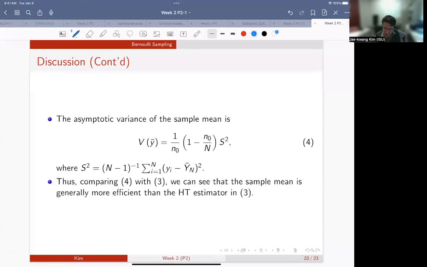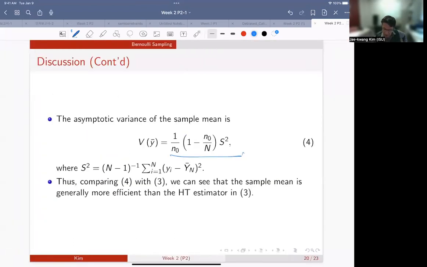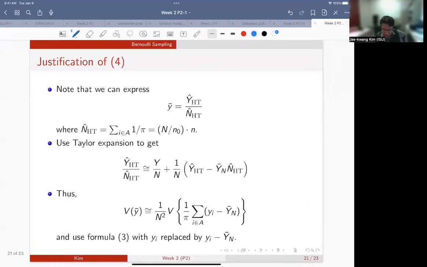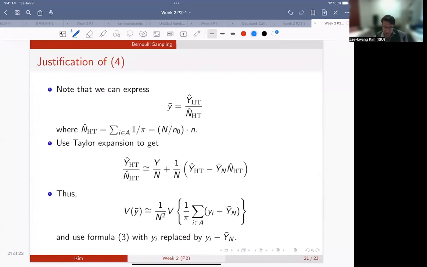Okay, I think that's pretty much all. There's some further discussion of the comparison of variance theoretically, but that requires some Taylor expansion. And I will cover this one in later classes. We are not going to discuss Taylor expansion for now.